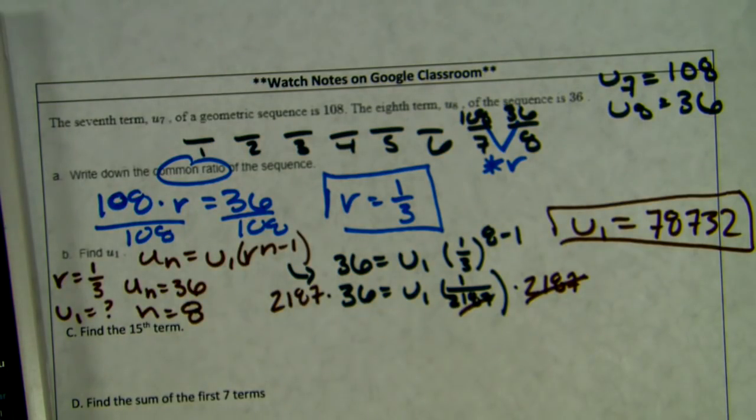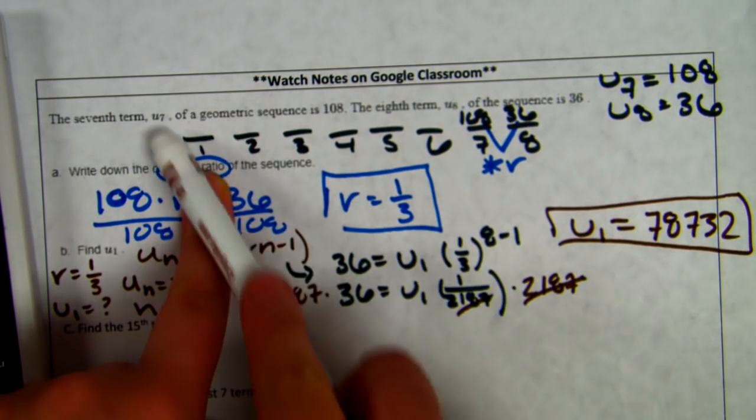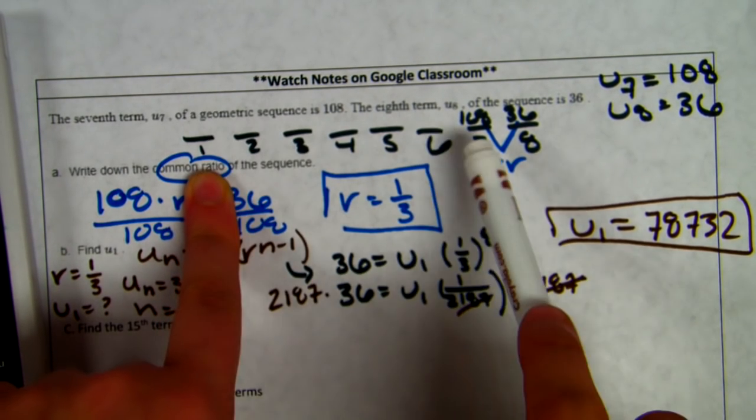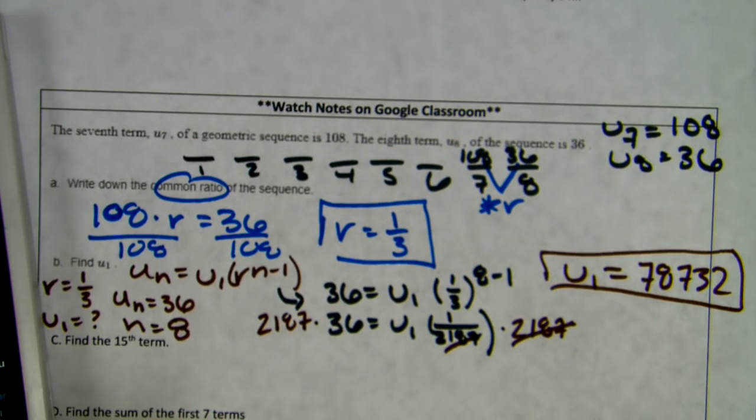Because if I had to multiply by 1/3 each time, and my 7th term is still 108, that's going to have to be a pretty big number. So I'm feeling pretty confident about that one.